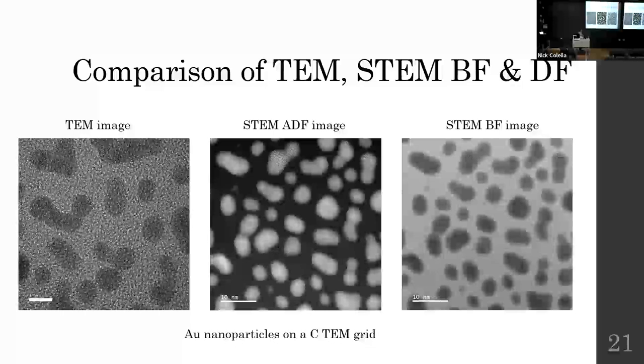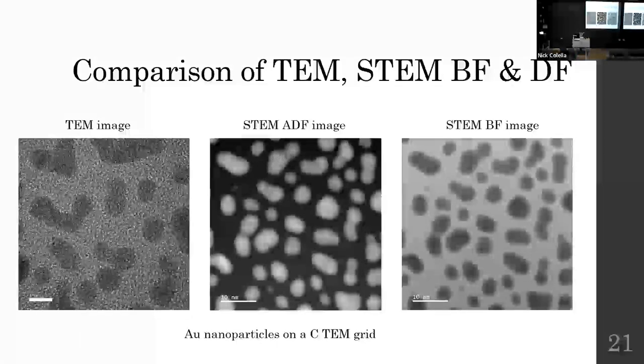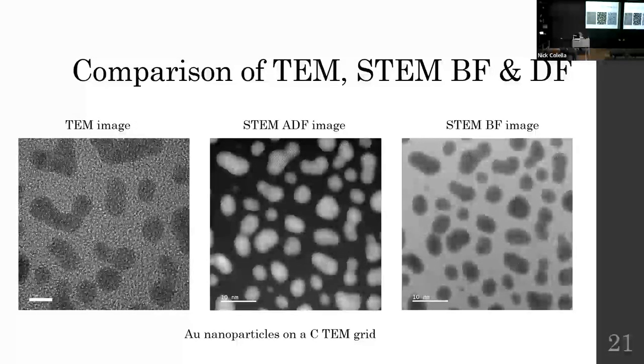So, comparing what a TEM image looks like to a STEM image. This is gold nanoparticles. Everyone who does TEM in our labs starts off by doing some gold nanoparticles. So we've got a TEM image on the left. You can see, hopefully, maybe some crystal structure here. These planes, these lines, these are the atomic rows, columns.